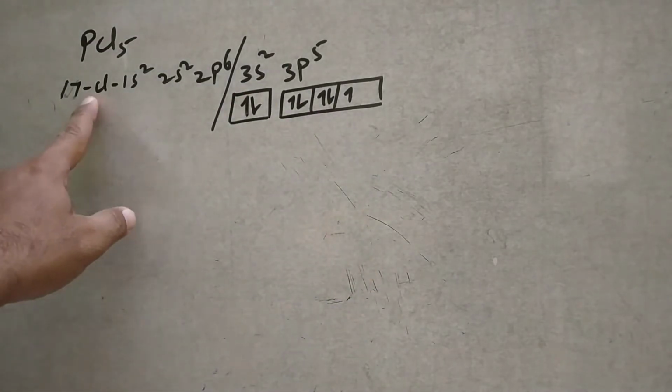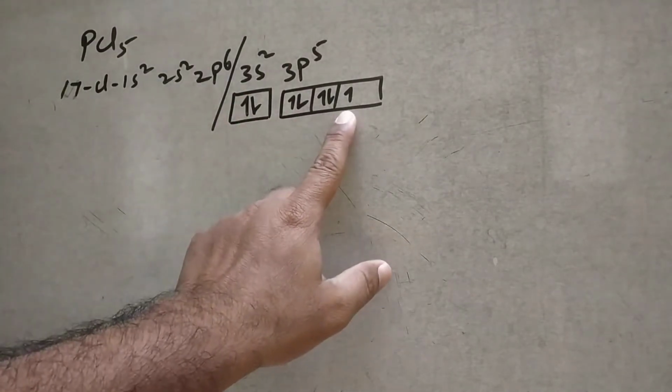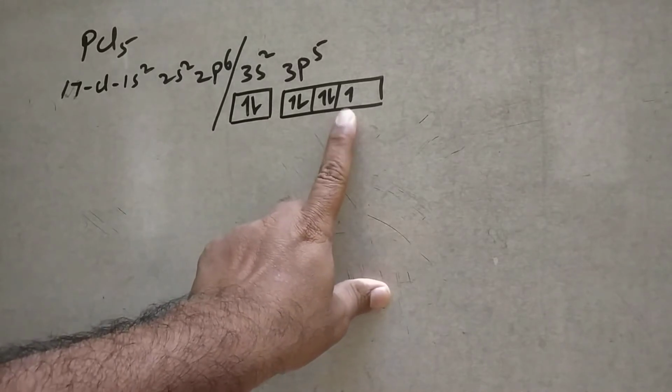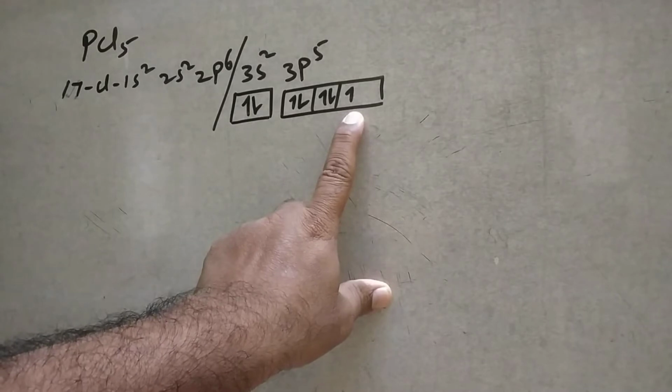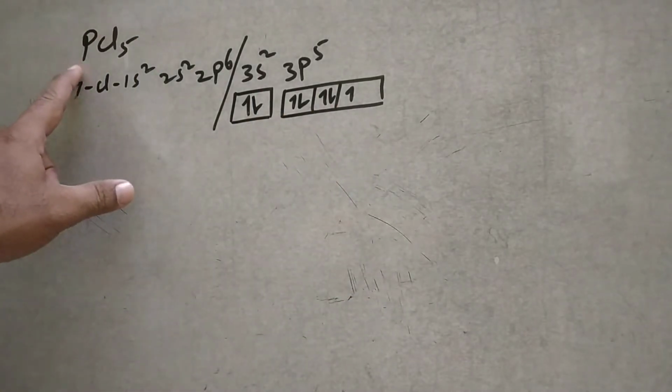So here chlorine forms only one bond. Why? Due to presence of one unpaired electron. Okay. Then what about phosphorus?